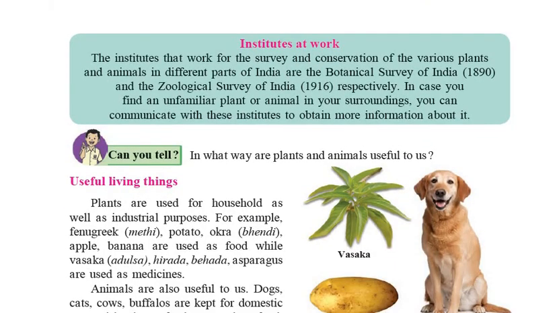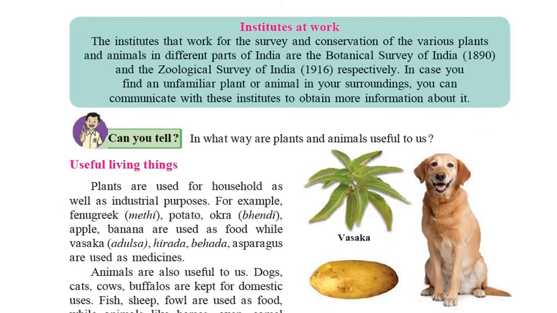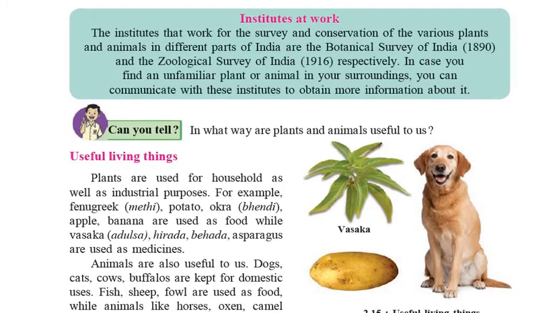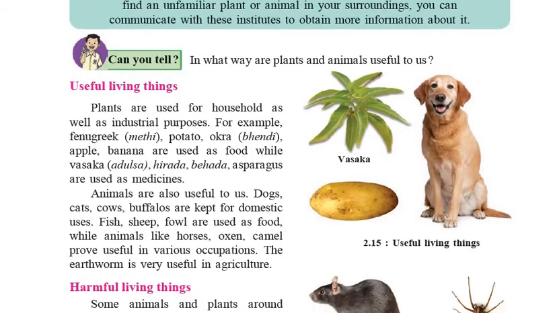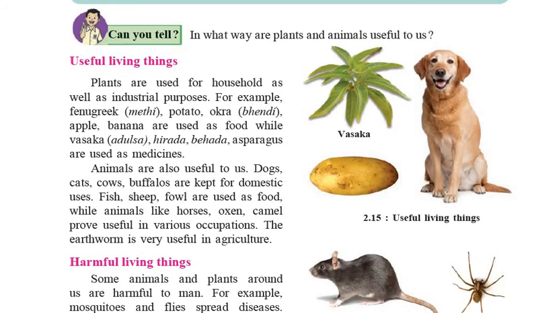Institutes at work. The institutes that work for the survey and conservation of the various plants and animals in different parts of India are the Botanical Survey of India, 1890, and the Zoological Survey of India, 1916, respectively. In case you find an unfamiliar plant or animal in your surrounding, you can communicate with these institutes to obtain more information about it. Can you tell in what way are plants and animals useful to us?